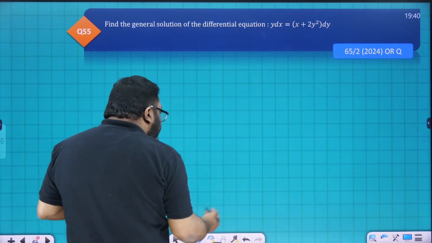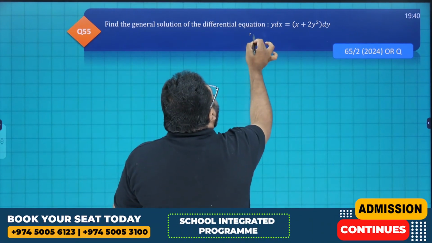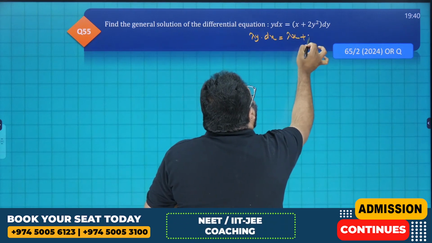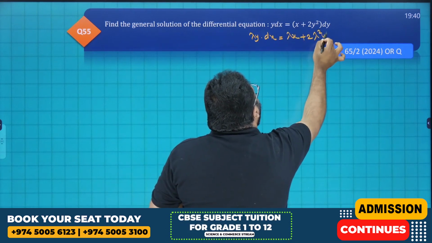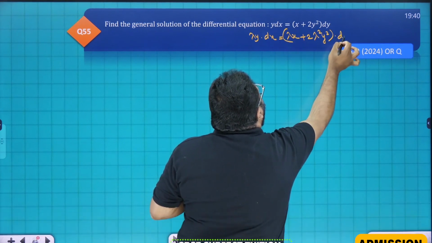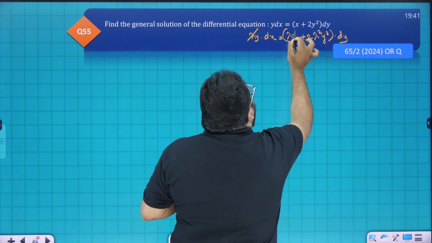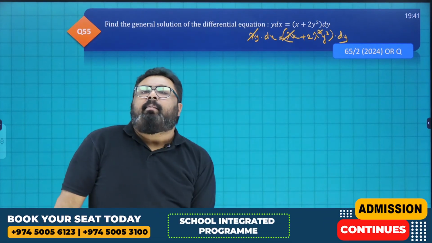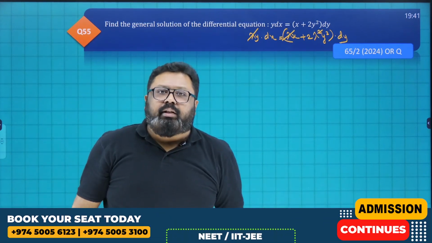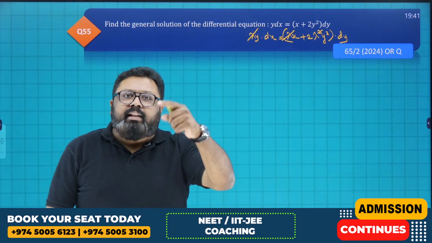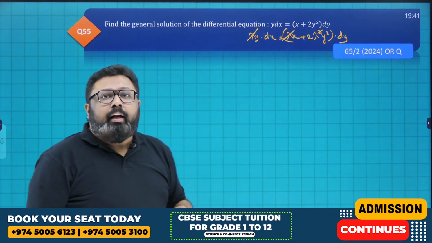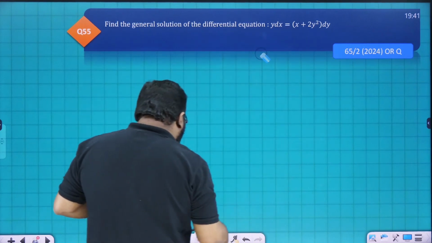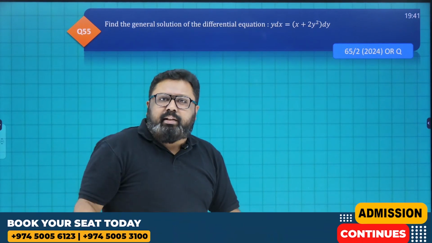Is it homogeneous? Let's see. This is lambda y dx. This is lambda x plus 2 lambda squared y squared. That lambda is not going. My dears, it's not homogeneous. Perfect. Once it's not homogeneous, check for what? Linear. So it's not homogeneous, forget about it. Now check for linear. What does linear say?